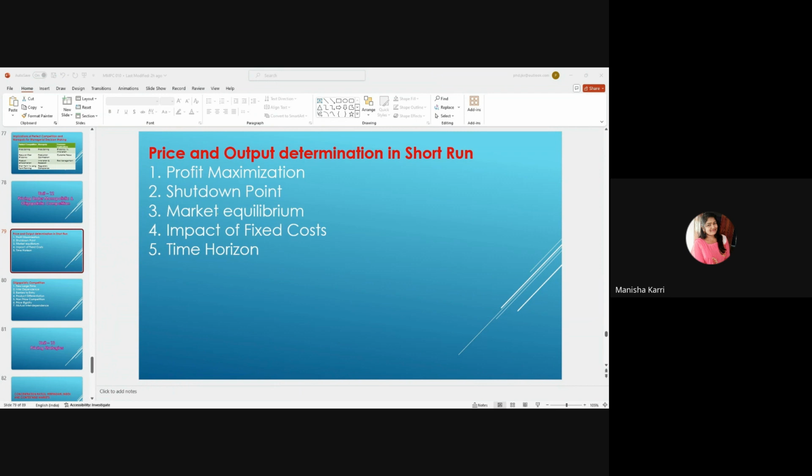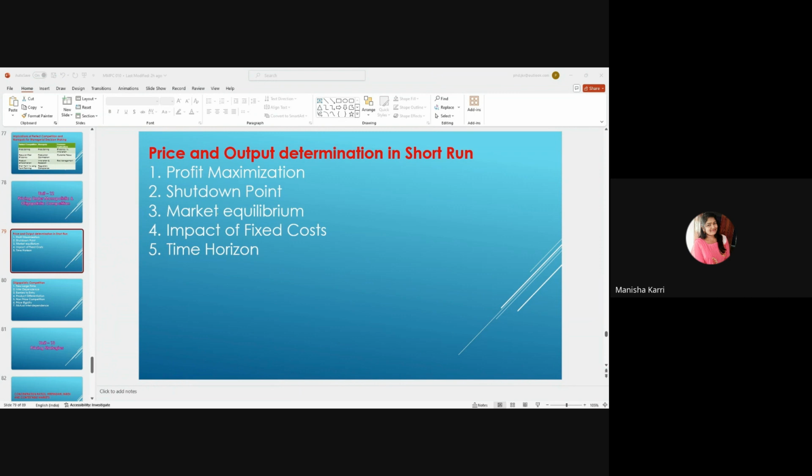Shutdown point means if price falls below AVC, the firm should shut down in the short run to minimize the losses. This is because continuing to produce would mean covering only variable cost, while fixed costs remain unrecovered.